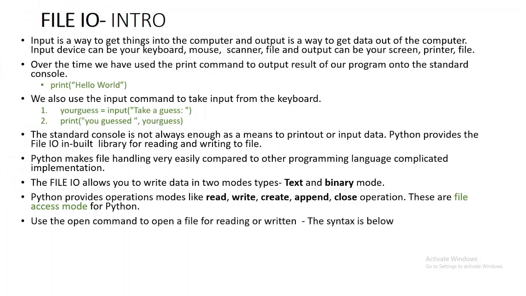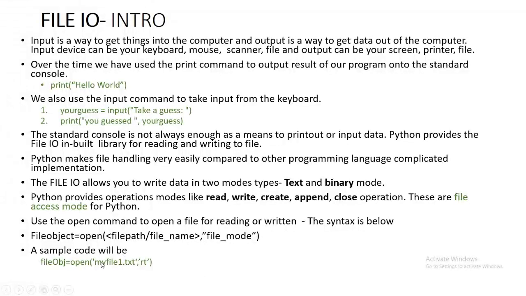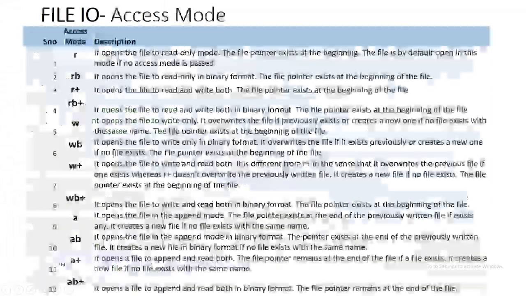Use the open command to open a file for reading and writing. This is the syntax: you use open, then you put in the file path right here, and then the file mode. If you want to read from the file myfile1.txt, you say open myfile1.txt, read mode, and then that is stored into a file object.